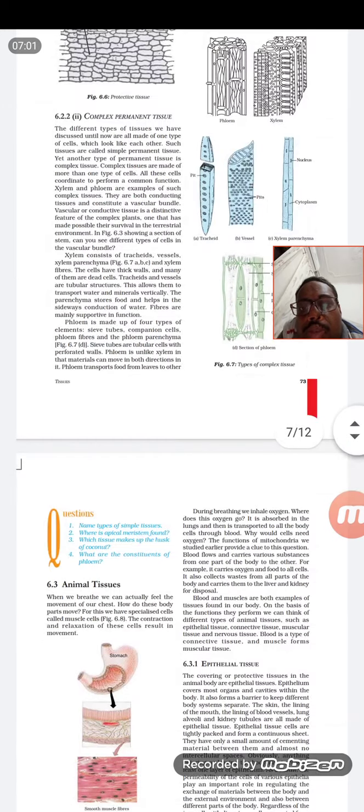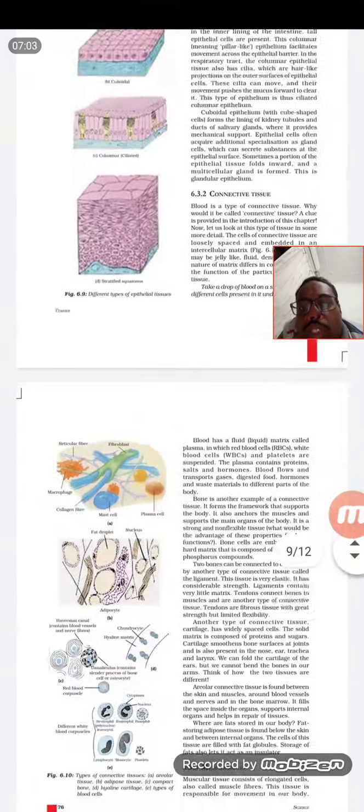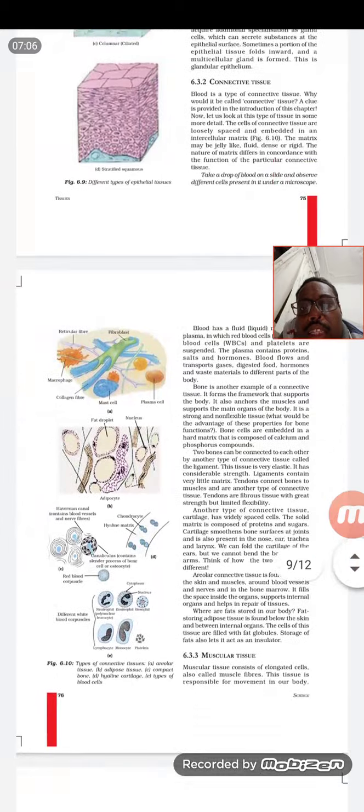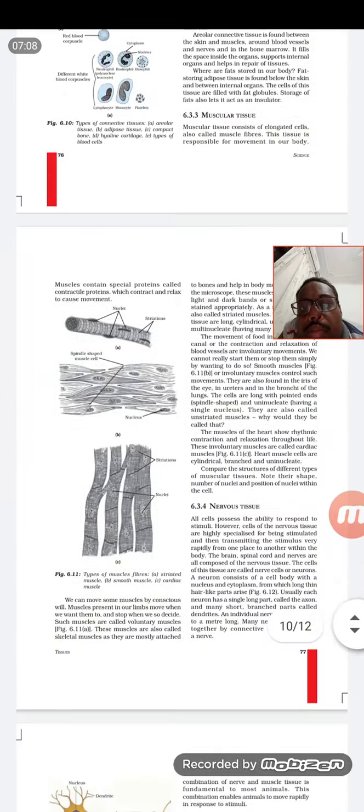And in the next class we will go to animal tissues, which is a little bit lengthier and more important as compared to the plant.